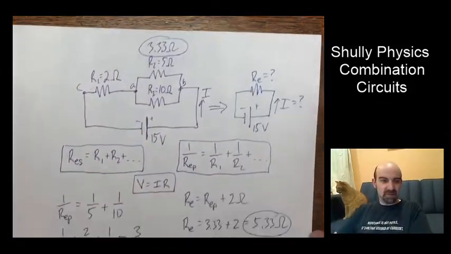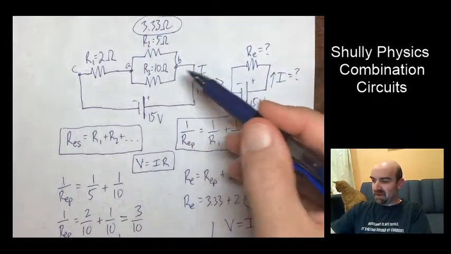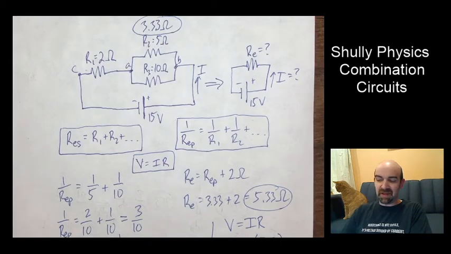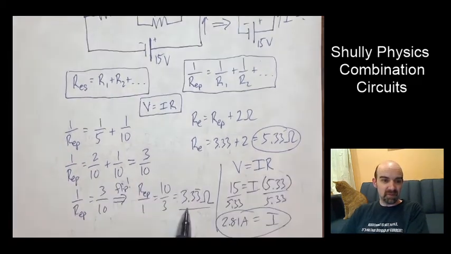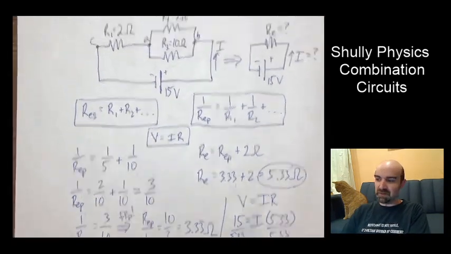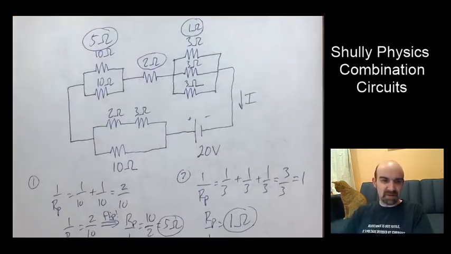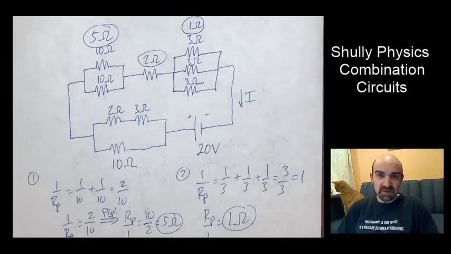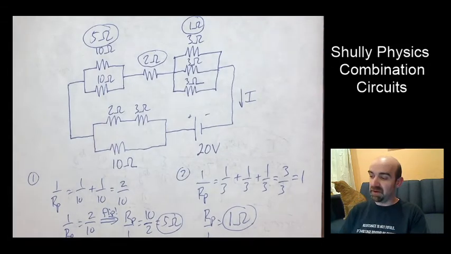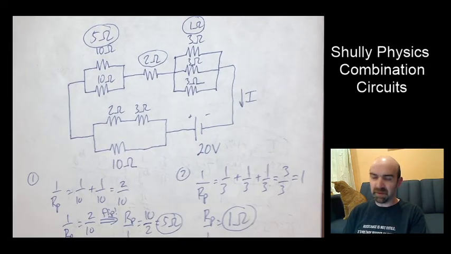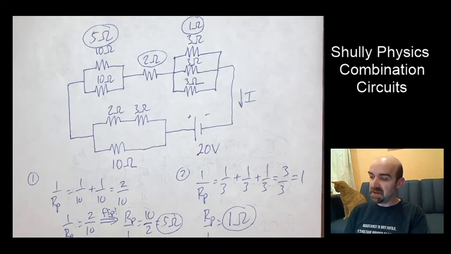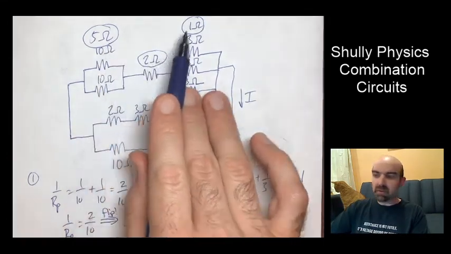For our previous example, notice 5 and 10 didn't really come out nice and sweet like that. It came out as a kind of a funky number there, 3.33 was our result. So if you ever see this, it is a nice shortcut if you've got 2 resistors of the same value in parallel. You just divide by the number of branches. Okay. So now we've got 1, 2, 3 parts of the circuit.